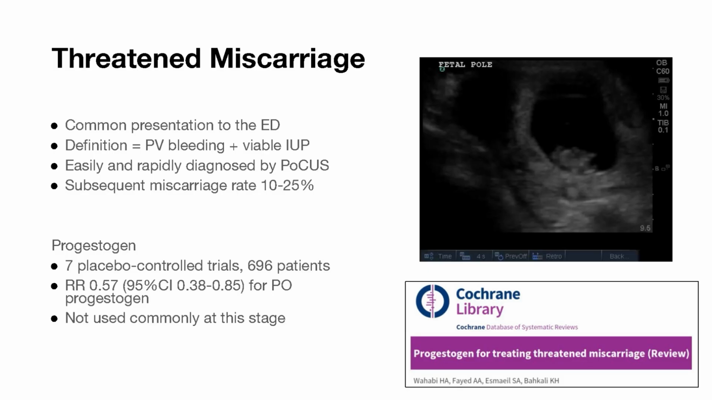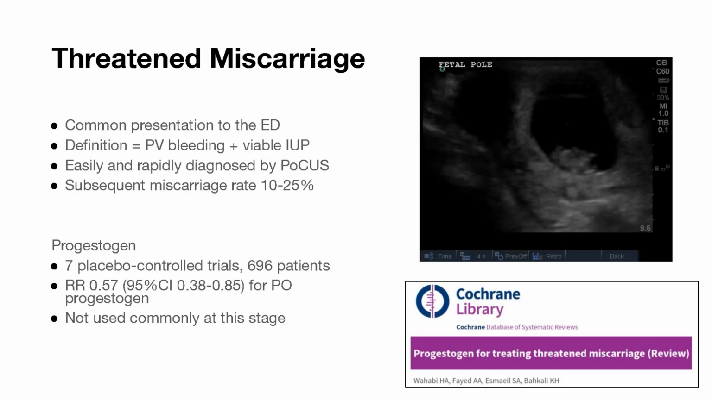Now, I wanted to talk briefly about the use of oral progestogen. Progestogen is a synthetic form of the female hormone progesterone. And as we know from maternal physiology, progesterone is secreted by the corpus luteum in the first part of pregnancy and helps support the pregnancy until the placenta develops around week 10 and onwards.